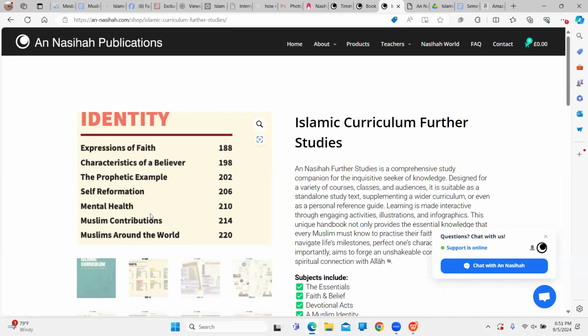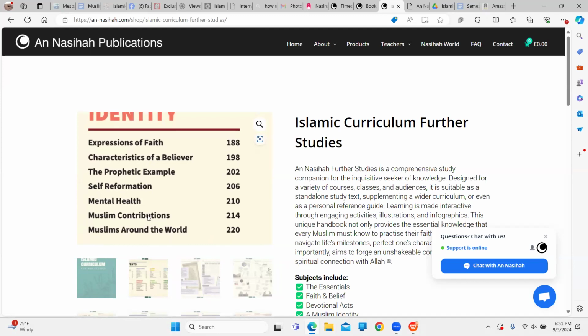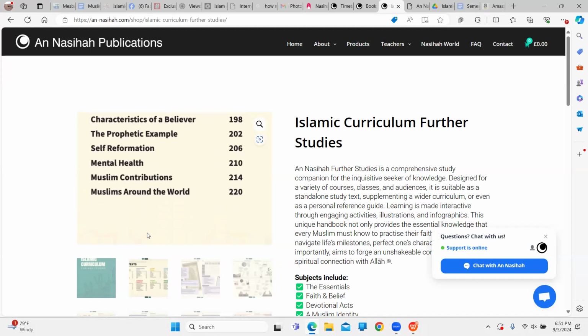So they have expression of Iman. For example, don't be shy to be a Muslim outside in school. Don't be shy of wearing hijab. Don't be shy of wearing this. So they're expressing Iman. Akhlaq of a believer, examples of Rasulullah sallallahu alaihi wasallam. Islahun nafs. Then you have mental health, Muslim contribution to the world.